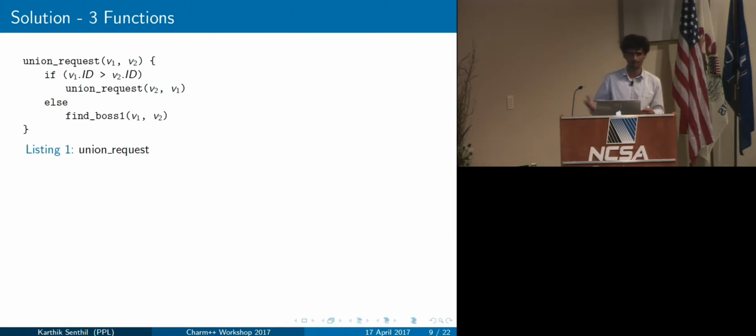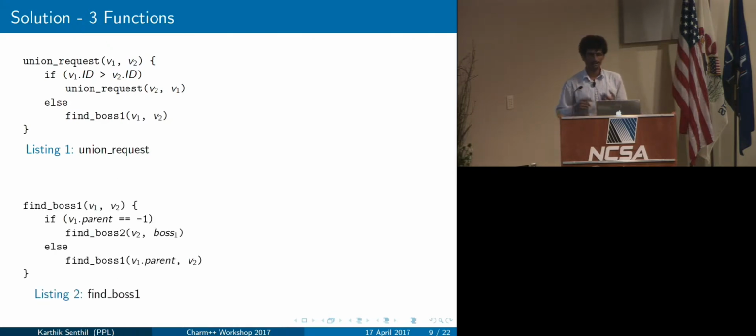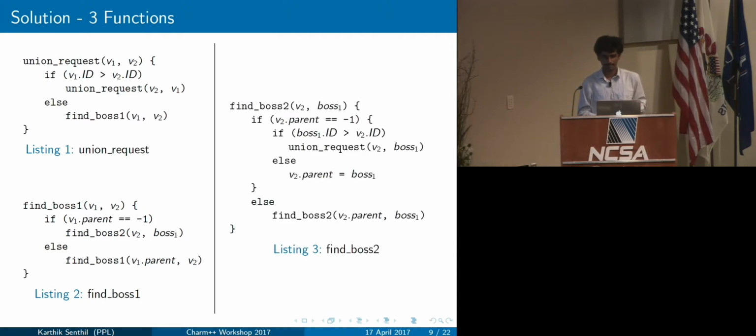The first one is called union request between two vertices v1 and v2. First, we perform the order check in order to comply with the strict ordering policy. If it is invalid, you flip the operation and reprocess the request. Otherwise, you perform the find operation on the vertex 1, which we call find boss 1. Find boss 1 is a standard find operation where if the requested vertex is the root of the tree, you initiate the find operation on the vertex 2. Else, you perform the find operation on your parents and hierarchically climb your tree path. Find boss 2 is very similar to find boss 1, except for an additional check on the ordering to ensure that we stick to the strict ordering policy that we stated in the previous slide.